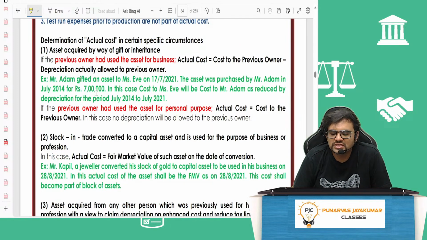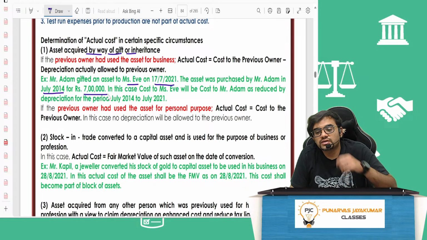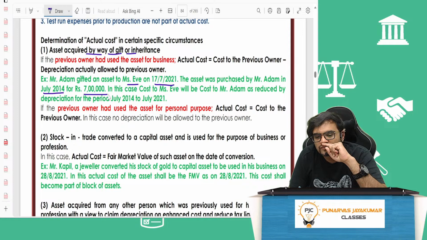These are all explanations to actual cost which they can ask in the exam again and again. First part. Asset is acquired by way of gift or inheritance. Mr. Adam gifted an asset to Miss Eve on 17/7/21. The asset was purchased by Mr. Adam in July 2014 for 7 lakh. 7 years later, Adam gifted to Eve. What will be the cost to Miss Eve? Will it be original cost 7 lakh or will it be 7 lakh minus depreciation?